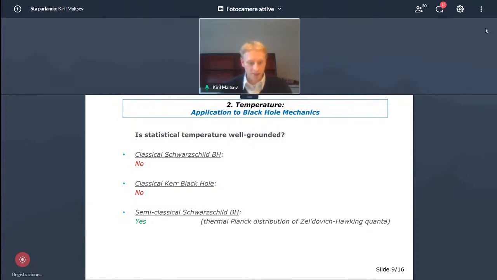So we may now again ask, how about the statistical temperature? Is it well grounded in the case of the black hole? The answer is no for the purely classical black hole, Schwarzschild or Kerr, for the reason that there is no way to introduce an ensemble of fluctuations if one purely relies on a classical description of black holes. In the case of semi-classical Schwarzschild black holes, the answer is yes, for the reason that the spectrum of the fluctuations originating from the horizon is thermal.